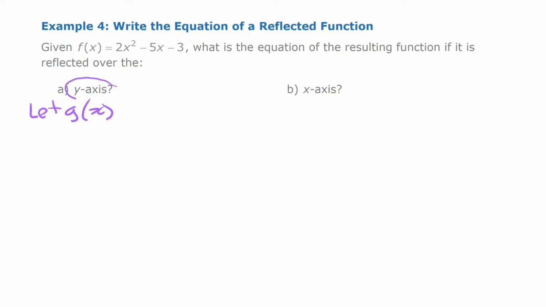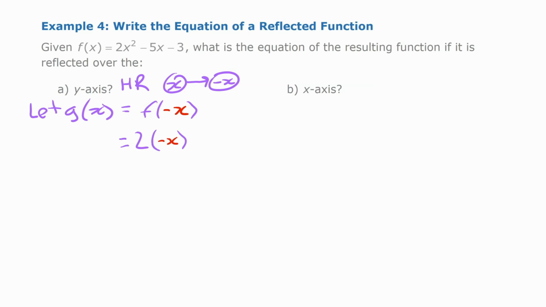So if I want to reflect it over the y-axis, that is actually a horizontal reflection. So what I need to do is take x and replace it with -x. And so g of x is going to be the same as f of x, but instead inside here, I'm going to change this to -x. So I'll write it like that. And then I can use the specific equation here and replace it. So I'm going to write 2, but instead of x here, I'm going to write -x. And then I'm going to keep going here and write -5.